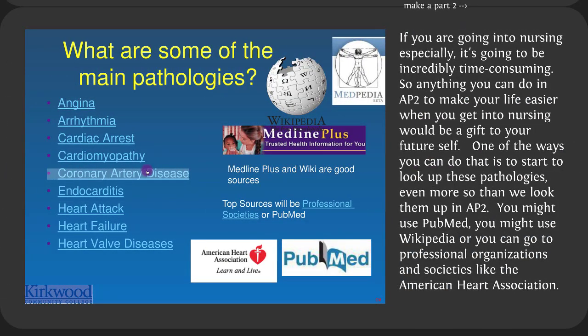Continuing that thought, if you're going into nursing especially, it's going to be incredibly time consuming. So anything you can do in AP2 to make your life easier when you get into nursing would be a gift to your future self. Often as an instructor, I think that what I'm trying to do is defend your future self from your current self that wants to be really efficient. You can do that too by working for your future self. Work hard at AP2. One of the ways you can do that is to start looking up these pathologies, even more so than we look them up in AP2. You might use PubMed, you might use Wikipedia, or you can go to professional organizations like the American Heart Association.